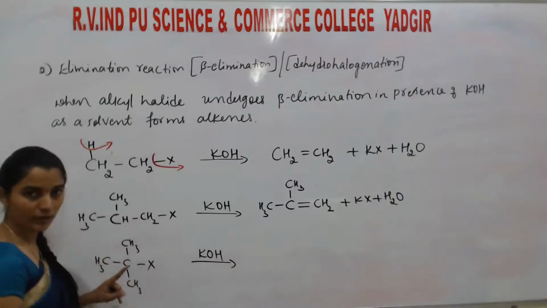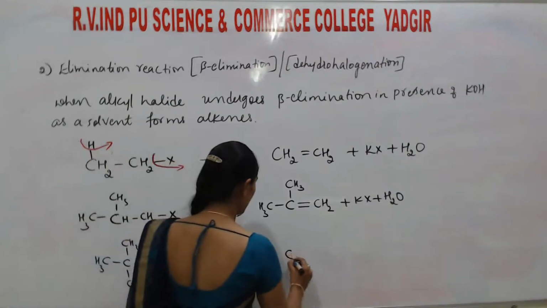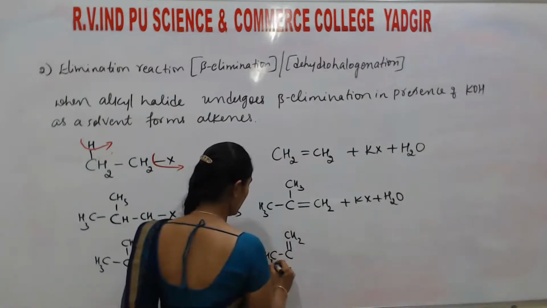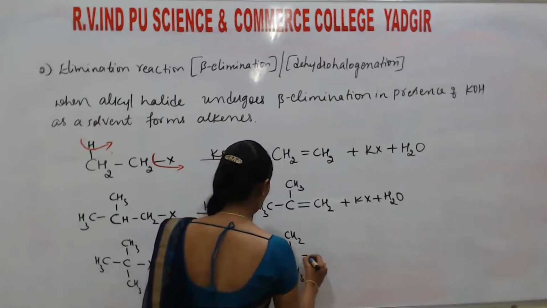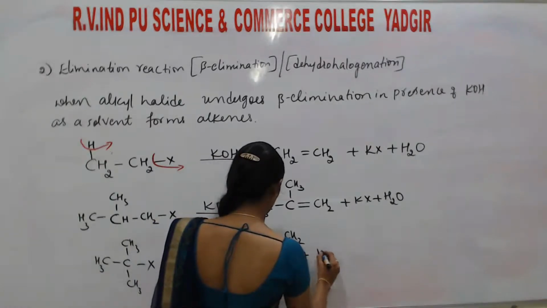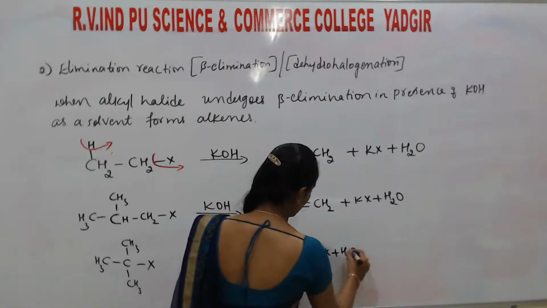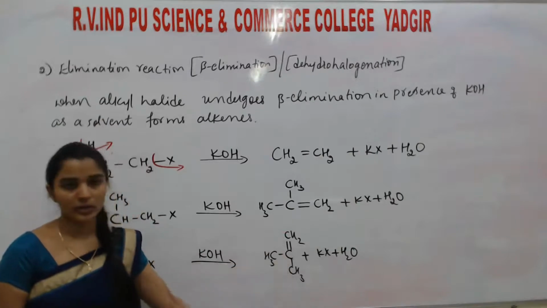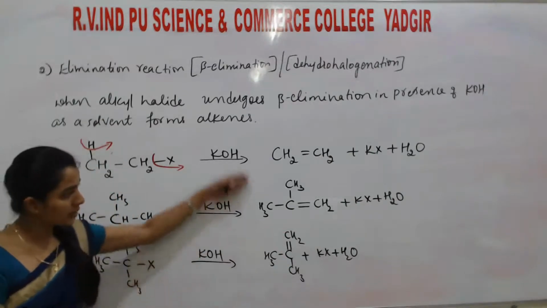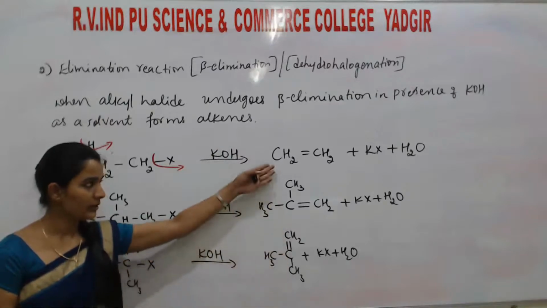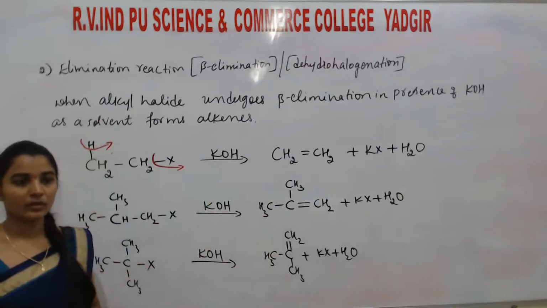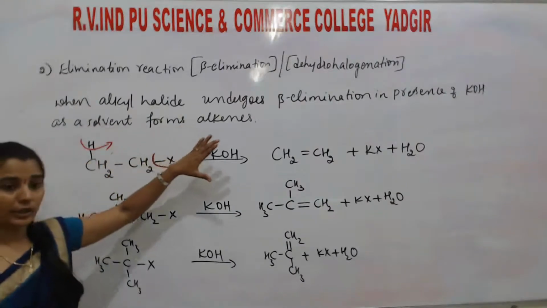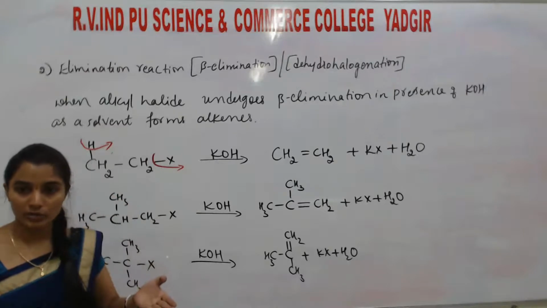Either three products will form, any one I write. So assume hydrogen is removed from this carbon, plus KX plus H2. Understand? So this may be written here, everything is same. So among these three, which one is stable? This is stable, this is stable. Understand? So this is all about the beta elimination reaction or dehydrohalogenation.